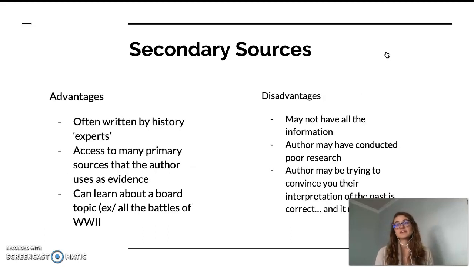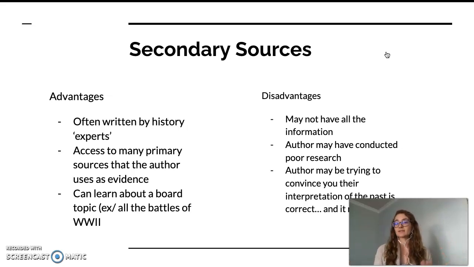There are a lot of advantages to secondary sources. They're often written by history experts. They give us access to many primary sources because these history experts use primary sources to inform their telling of the story. And instead of learning about a very specific thing, we can learn about a really broad topic, right?